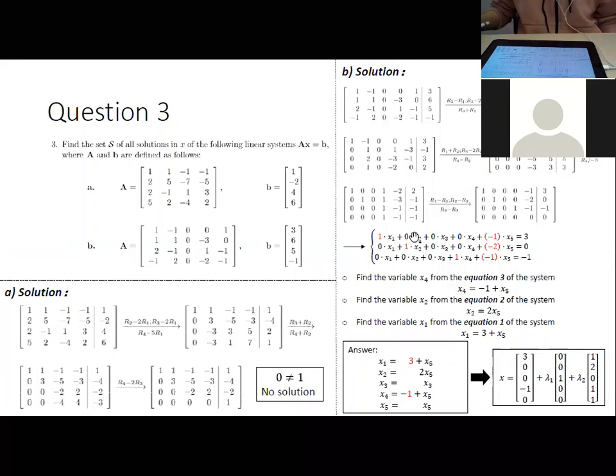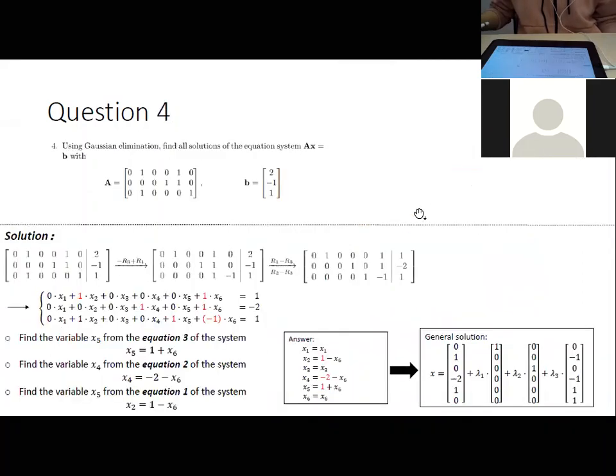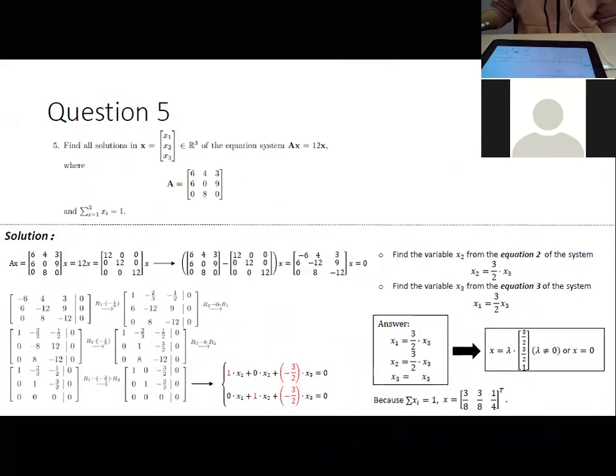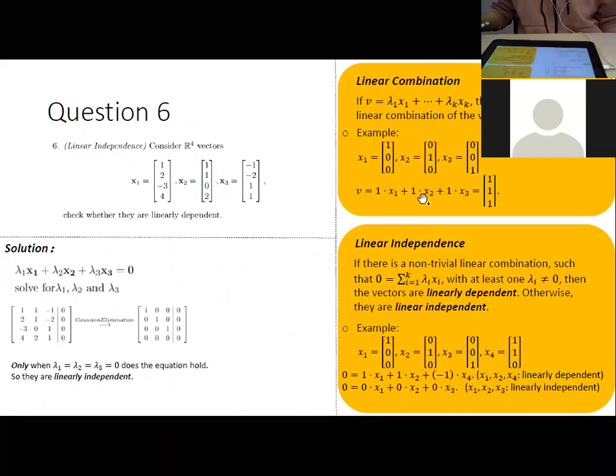And as I said before, question 3, question 4, and question 5 are exercises for you, and you can do them yourself, then check the answers after I put the slides on the Moodle. Now we go to question 6, the final question we have today. For question 6, we talk about 3 new concepts: linear combinations, linear independence, and linear dependence. Please see the example here.